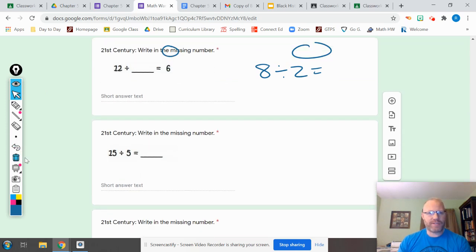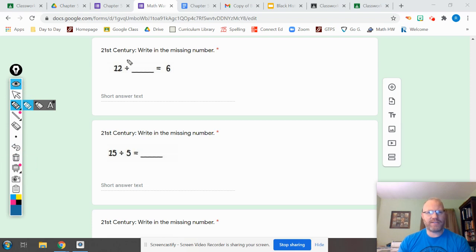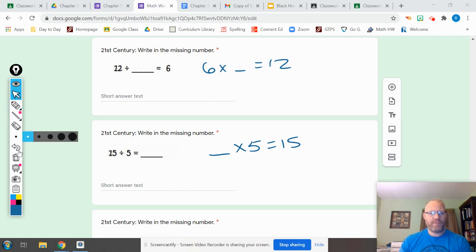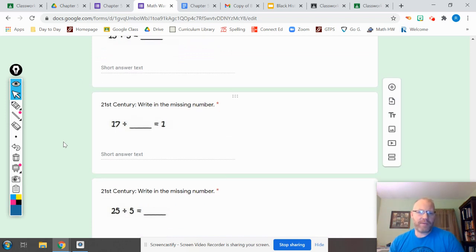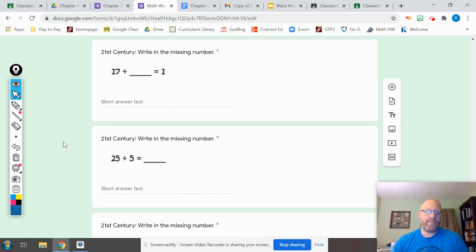And that brings us to our last part, which is the challenge questions, and they're asking us to do some solving. So we have 12 divided by something equals 6. So the way you would think of this is 6 times something equals 12. Next, write the missing number. 15 divided by 5. So something times 5 equals 15. So remember, you can draw these out as arrays for math, just like multiplication, or you can draw like a box and put them all into it, like a few boxes and put them all into it.